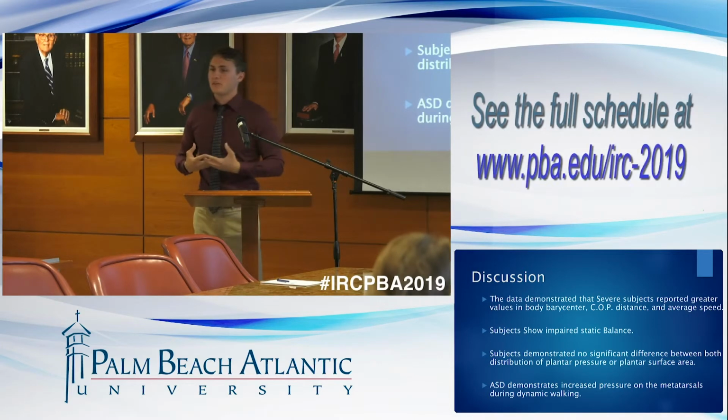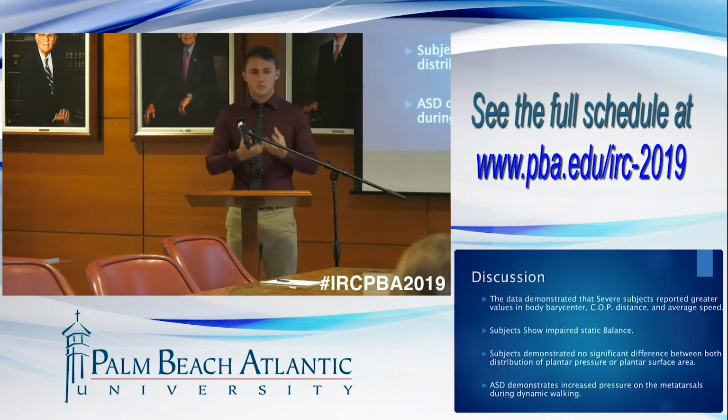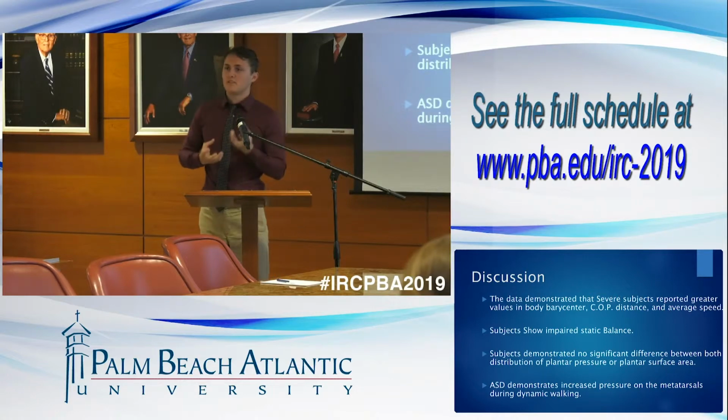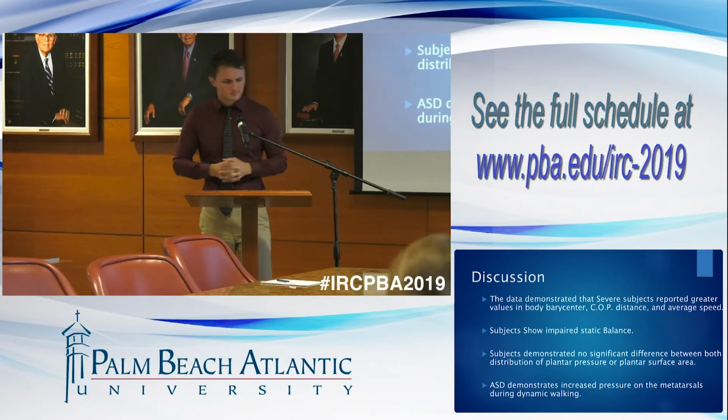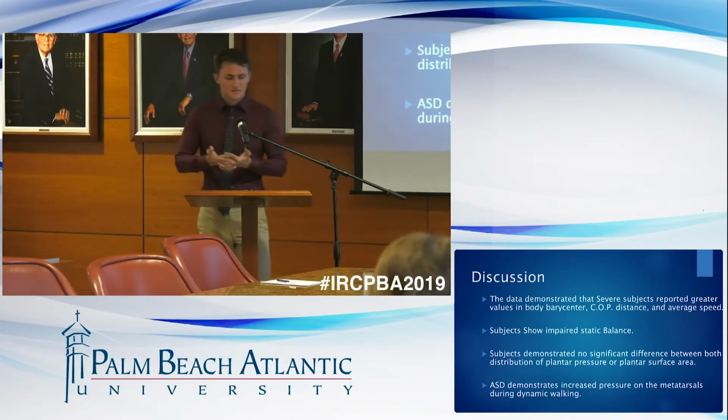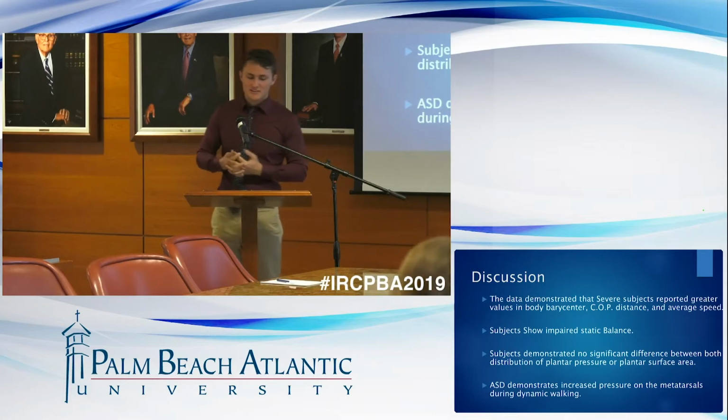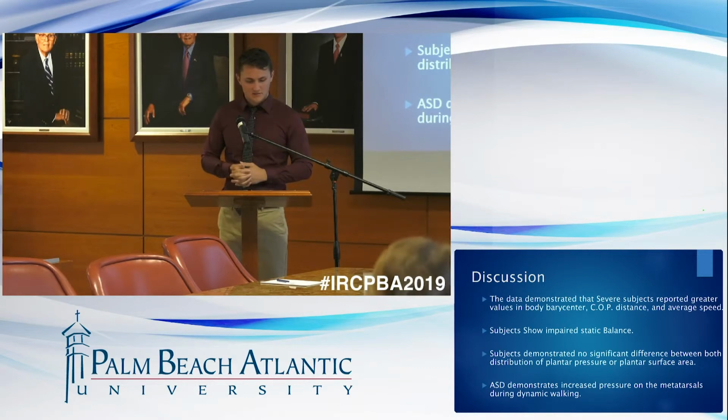And so the theory going into it was that individuals with a more severe case or a severe diagnosis of autism would be further from the norm, while individuals with a less severe diagnosis of autism would be closer to the norm. So this was certainly true as far as the static analysis. However, there was no significant difference between severe and moderate individuals in the dynamic analysis.